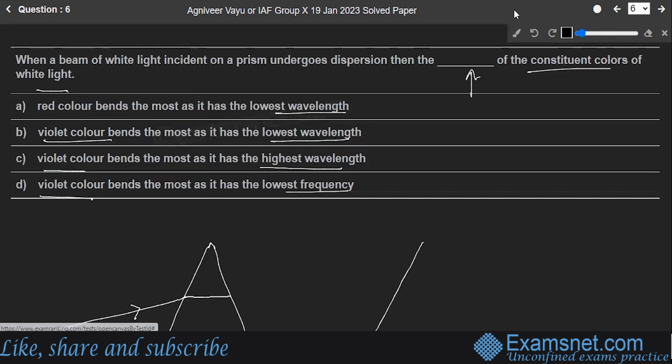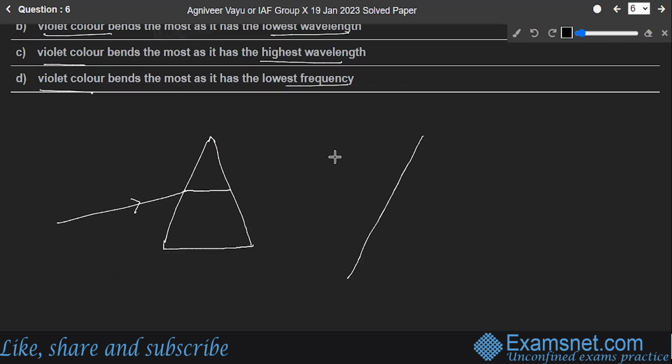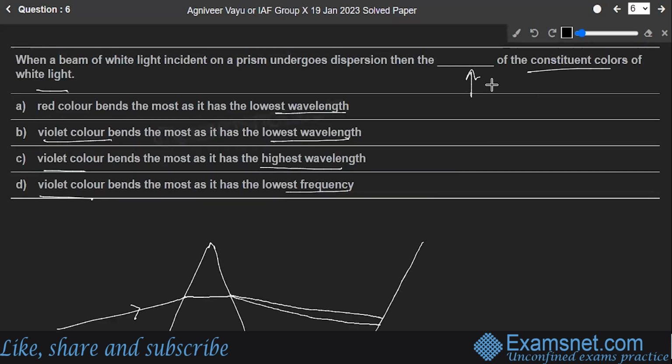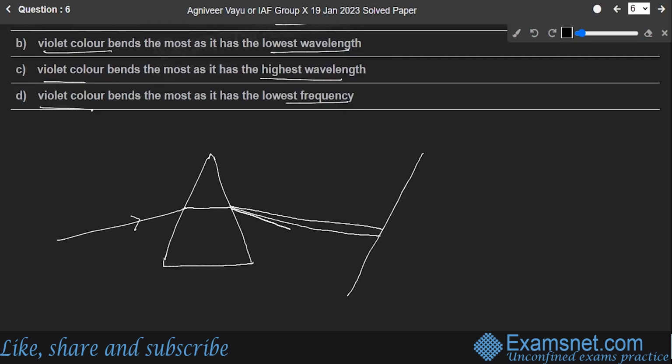It will bend a little like this, a very little like this. So 7 colors will be reflected over here: 1, 2, 3, 4, 5, 6, and the 7th one. Now they are VIBGYOR. You know this, right? VIBGYOR: violet, indigo, blue, green, yellow, orange, red.